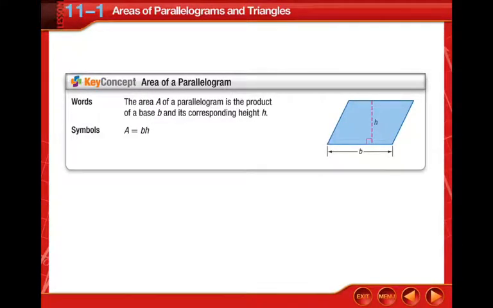So area of a parallelogram here, the area A of a parallelogram is the product of the base B and its corresponding height H. So you have the base B on there in the image, and then the pink dotted line is your height. So sometimes we might be missing a part, so we might have to find what those parts are if we are missing them.